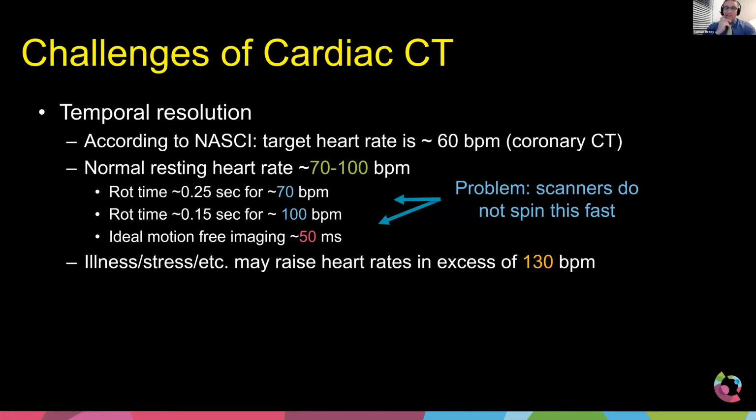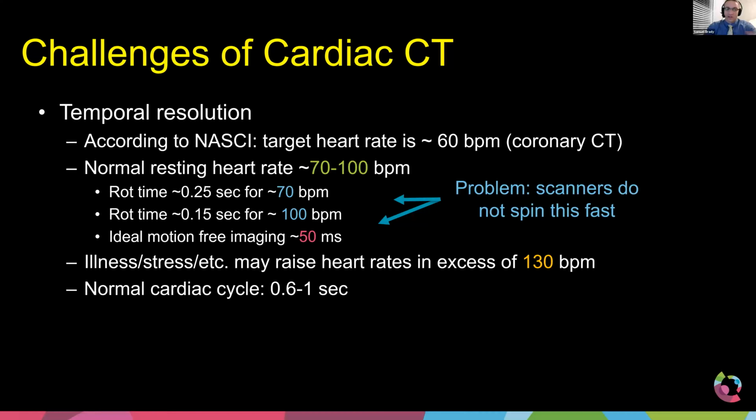Now, that doesn't even approach the fact that we have little kids, neonates with really high heart rates. You have people that are just sick or stressed out because they're freaked out about getting a CT scan and their hearts are just racing. So let's talk about different ways to image the heart. Obviously, we can give them beta blockers. We can chemically just lower it. That is always the option. That is hopefully an option. If it's not, there are still ways that we can image a fast-moving heart.